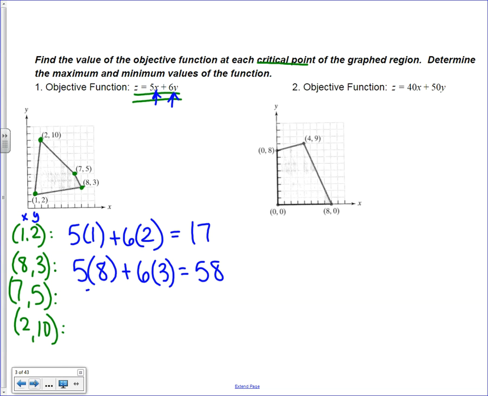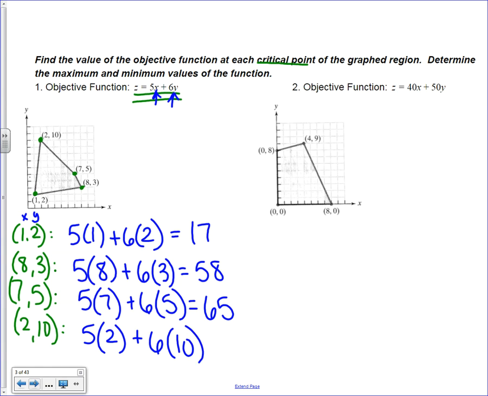Now I have 7 and 5. So 5 times 7 plus 6 times 5, this gives me a value of 65. And last but not least, I have 2 and 10. So 5 times 2 and 6 times 10, that gives me a value of 70. Okay, so those are the values for each critical point. Now it says I want to know the maximum and the minimum. Well, the maximum is just the highest. So this right here is going to be my max, and this right here is going to be my min.